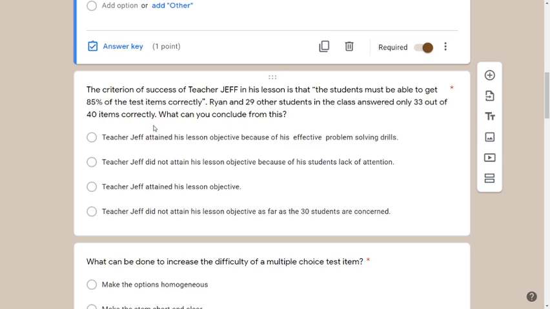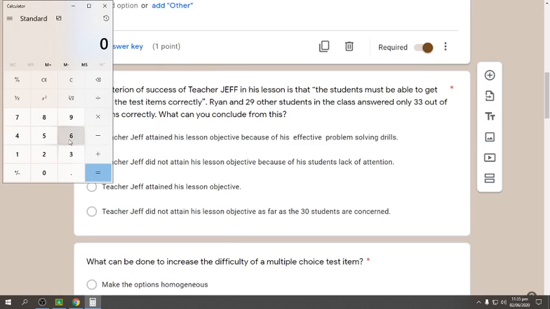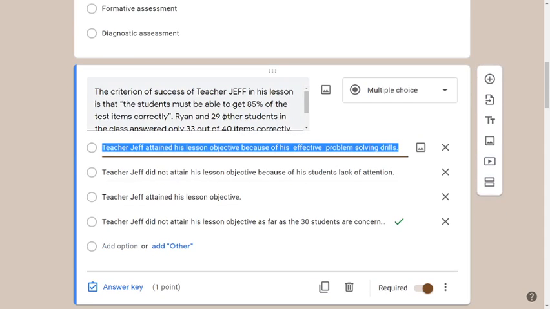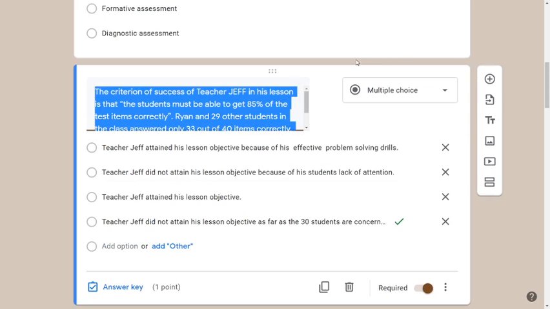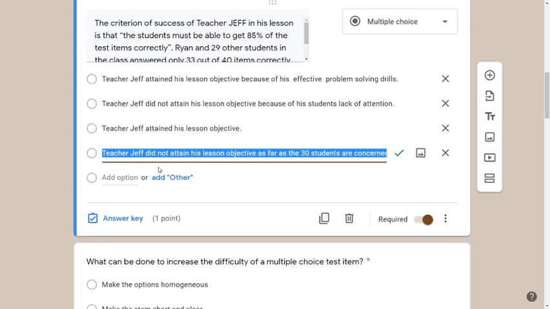So it's a simple division here. 33 divided by 40, let me go ahead and use a calculator. So it says here 33 divided by 40, that's 0.825, and since this is a percentage, you multiply it by 100. That gives you 82.5. Okay, let's go back. 82.5. So teacher Jeff did not actually attain the objective, because the objective is 85. So we will be choosing the fourth option here as our answer.